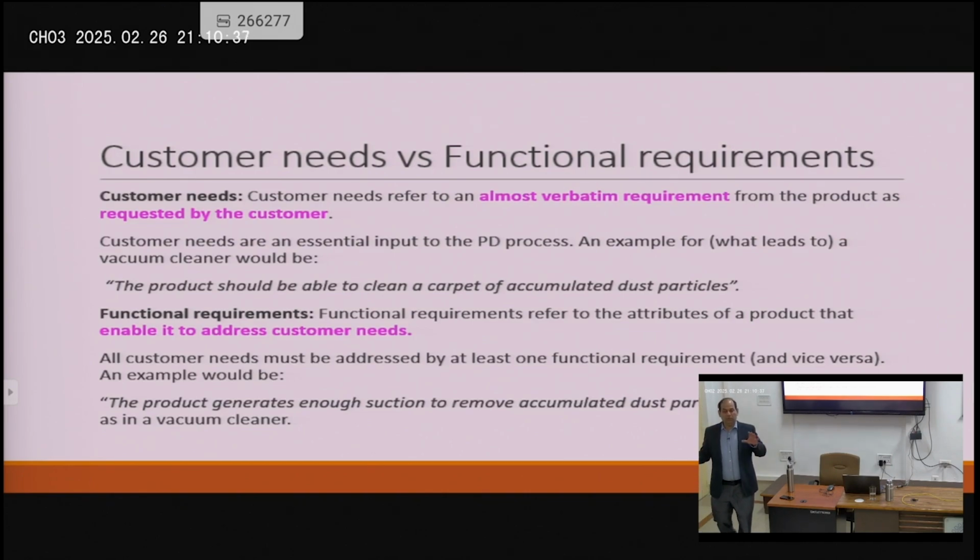So customer requirement, the customer just says, I want a clean carpet. That's what they're saying essentially. I want dust to be removed. They're not saying how it should be removed. In fact, one of the biggest things I can teach you is to try to separate them as much as possible if you want to have novelty in your product. There's many ways to do the same thing, right?